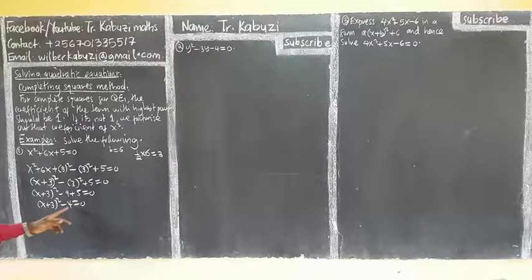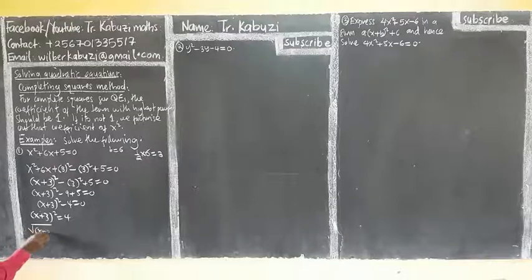What you do here is take the 4 to the other side. So we now have x plus 3 squared equals 4. Now to remove the square, you take the square root of both sides. The square root of the square leaves x plus 3, equal to the square root of 4. Whenever we take a square root, we get plus or minus. The square root of 4 is 2.